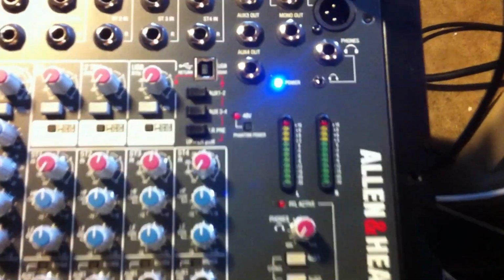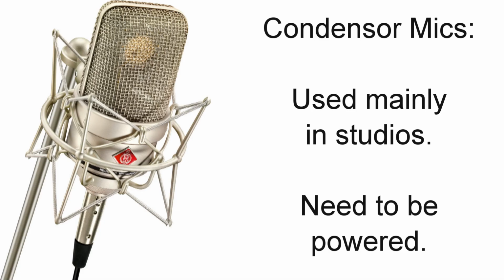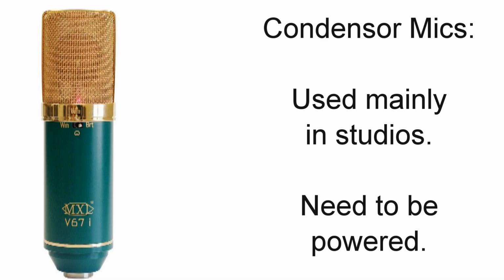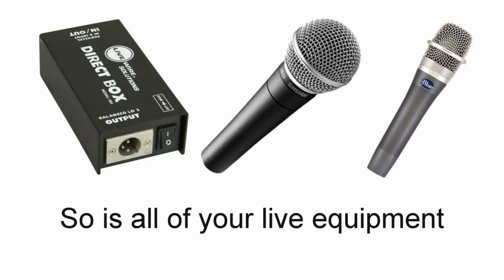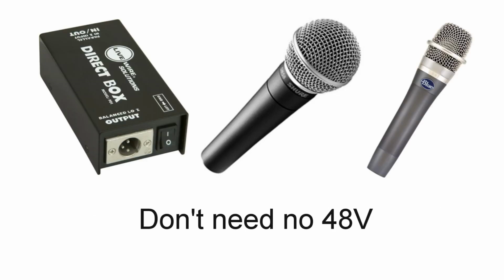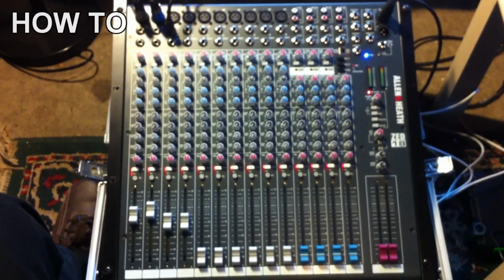Most mixers are equipped with 48-volt phantom power. Phantom power is generally used to power condenser microphones, which need their own separate power source. In a live setting, there is almost always no reason to use phantom power. So as a general rule, leave it off. So now we'll start on how to use all this stuff.